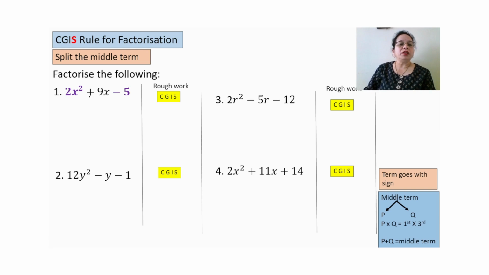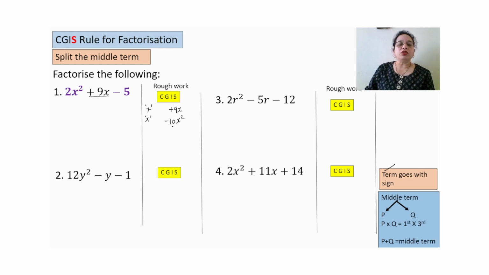The middle term here is plus 9x. A term always goes with its sign. This is very important. Now this middle term we will break into two parts, such that if we add p plus q, we should get the middle term, plus 9x, and when we multiply these two terms, we should get the product of the first and the last term, that is minus 10x square. This will be more clear with the example.